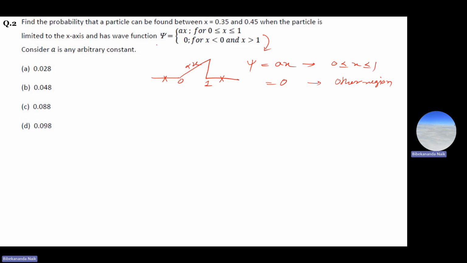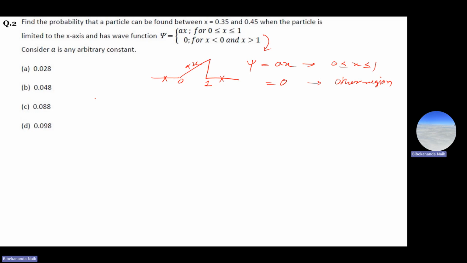In order to find the probability of the particle, we need to normalize the wave function, because normalization makes the wave function acceptable. That is, after normalization, the total probability of finding the particle in whole space is 1. The wave function of the particle is between 0 to 1, otherwise its value is 0 only. So we will normalize the wave function between 0 to 1.